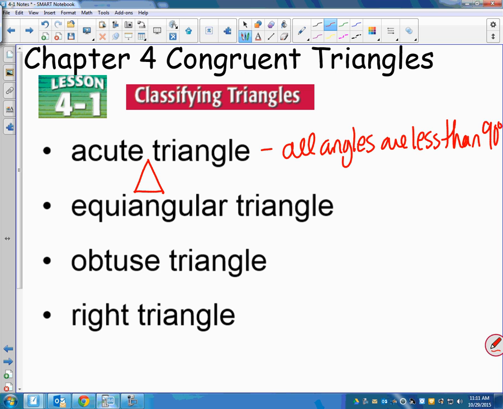Equal angular. Maybe all the angles are equal. That's pretty good, looking at that word, right? Do you agree with that? Equal angular. All the angles are equal or congruent.